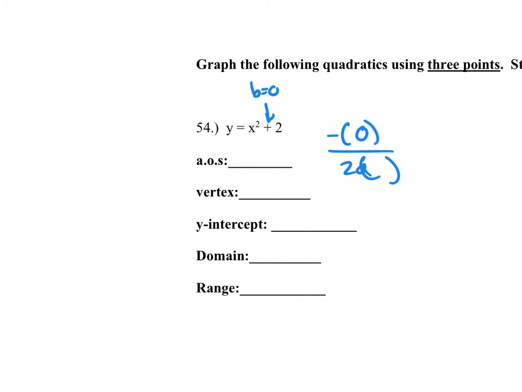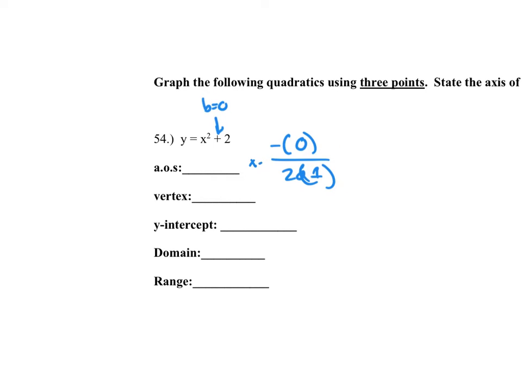So when I go to replace a here with an invisible 1, we get x is equal to 0 divided by 2, which gives us a value of 0. Which means the x-coordinate for our vertex is also 0. Now to find the y-coordinate, we have to go in, and everywhere there is an x, we have to plug in a 0. And we'll get that y is equal to 2.